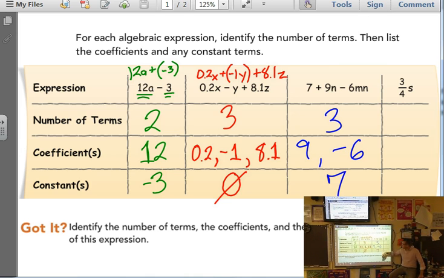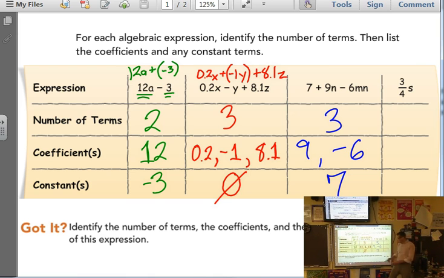Wait, wouldn't there also be 1? No, because this 6 says that there's 6 m's and 6 n's. Oh. So this is MMM, MMM, NNN, NNN. Yeah, that's what that is. Thank you for asking. That was a great question because I didn't really identify that.